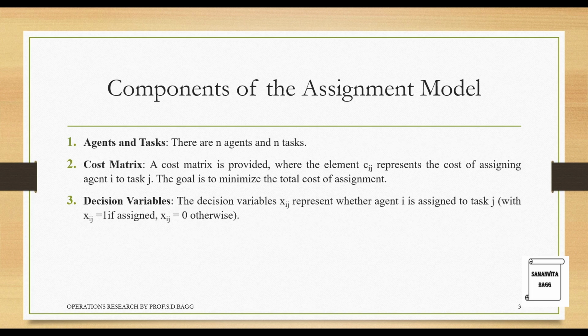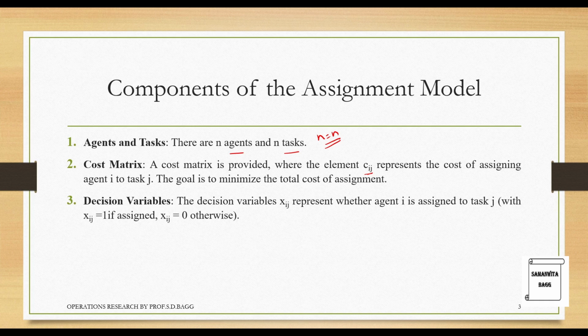Components of the assignment model: agents and tasks. There are n agents and n tasks. So here you can see very clearly that the number of agents and the number of tasks both are n and both are equal to each other. Cost matrix: a cost matrix is provided where the element Cij represents the cost of assigning agent i to task j. The goal is to minimize the total cost of assignment.